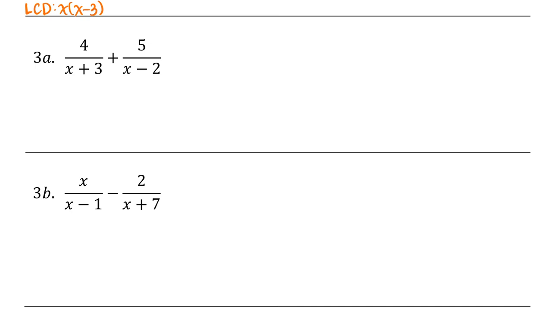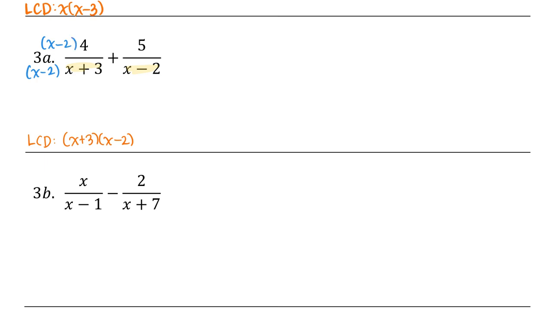Now if I look at the denominators, one is x plus 3, one is x minus 2. I can't factor them. They have nothing in common at all. So in this case, the least common denominator is going to have to be x plus 3 times x minus 2, because there's nothing they have in common. This one has an x plus 3, but it doesn't have an x minus 2, so I'm going to have to multiply it by x minus 2, top, bottom.